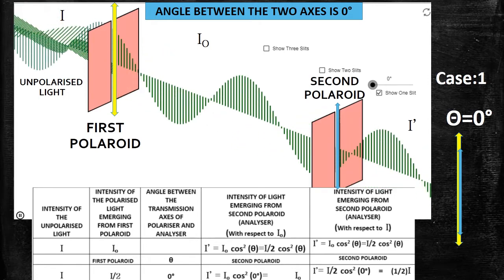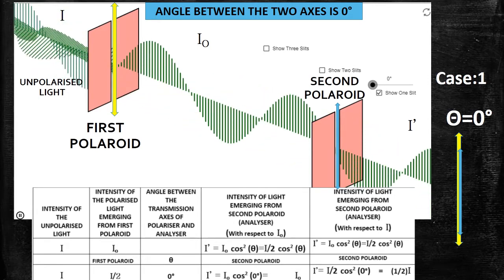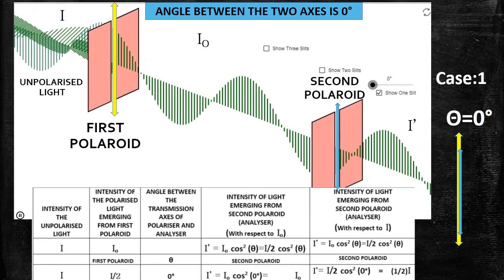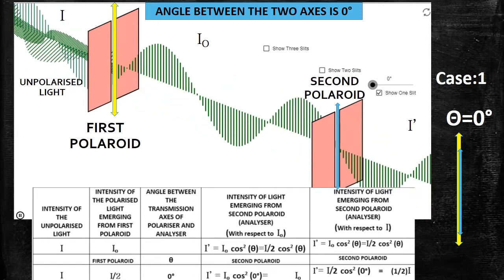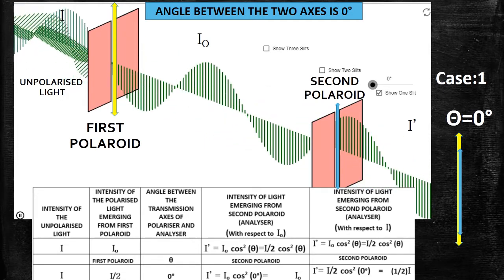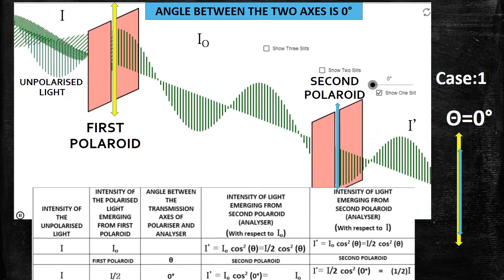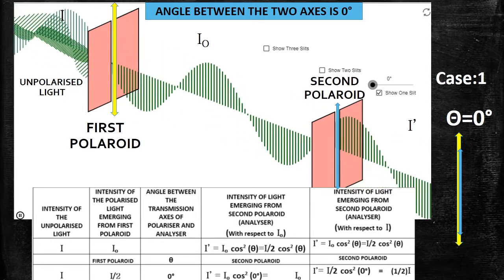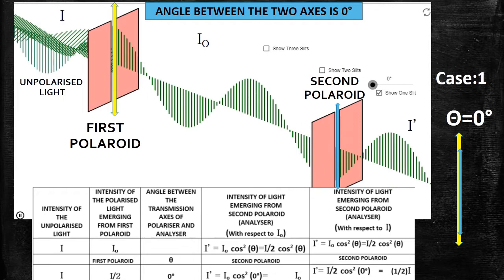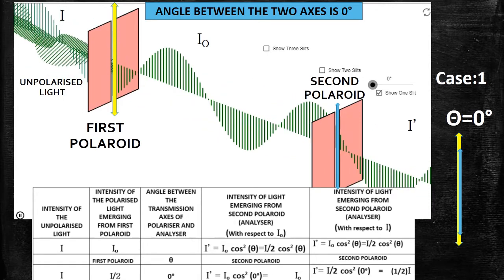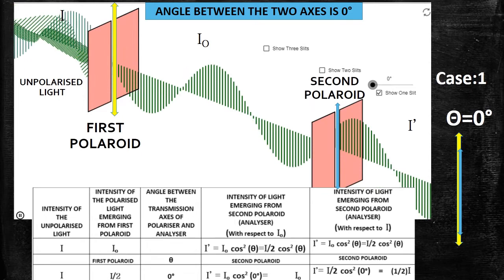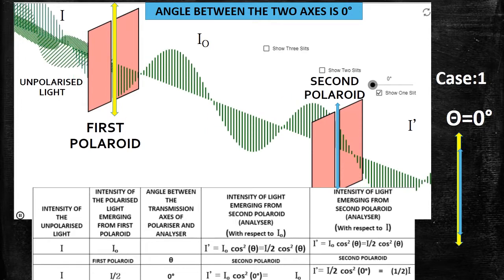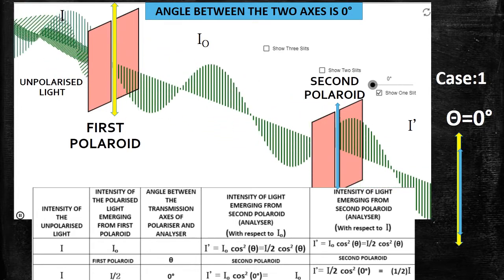Look at the simulation. The transmission axes of the first polaroid and second polaroid are both parallel with one another. So what should be the angle between these two axes? The angle between the two transmission axes of the first polaroid and second polaroid is 0. You should know one thing, that is I0. The intensity of the light which comes out from the first polaroid, I0, should be equal to I by 2. That is, the intensity of the light is reduced to half of the original value. So I0 should always be taken as I by 2.